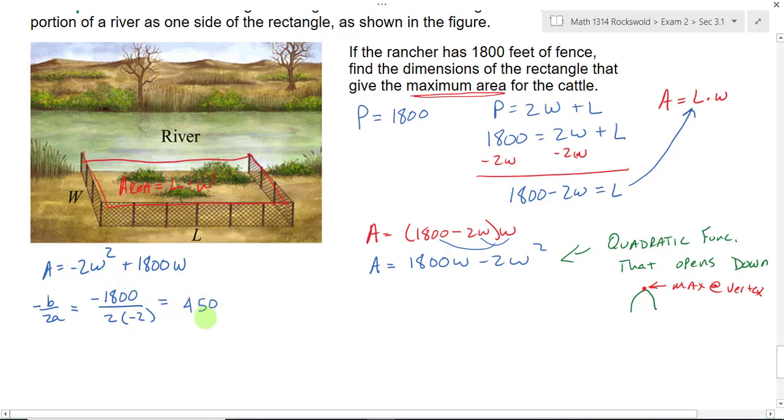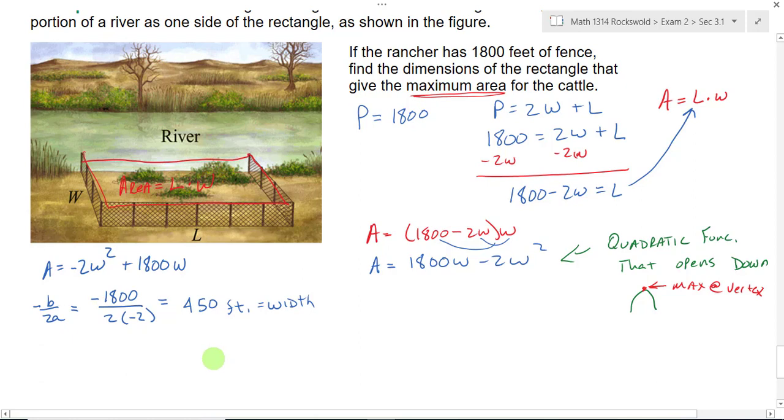That's the x value of the vertex, which is actually the length of the width of this perimeter. The y value of the vertex is the maximum area. Oh, but we weren't asked to find the maximum area. We were just asked to find the dimensions. This 450 feet is the width.